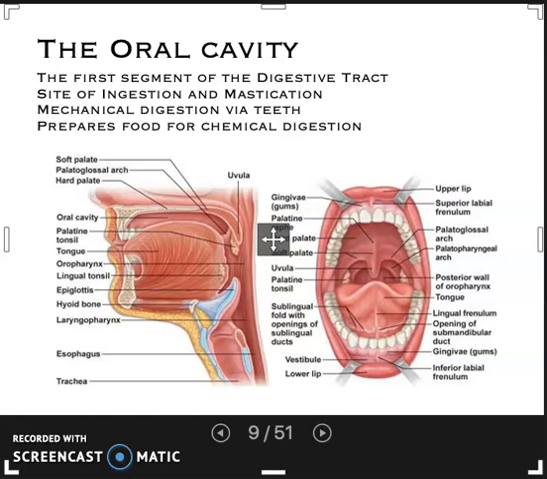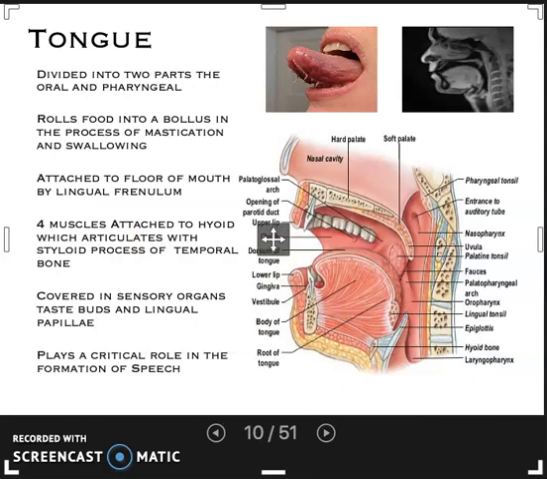And so let's talk about the tongue here. Big muscular organ, 4 different muscles that make up the tongue, and it's attached to the bottom of the mouth to the hyoid bone. If you remember this from our skeletal system, the hyoid bone is just suspended under there, and it articulates with the styloid process of the temporal bone. And those 2 bones allow for the swallowing reflex to occur. So anyway, the tongue is divided into 2 parts: the oral, that's the front part of the tongue, and then the pharyngeal.